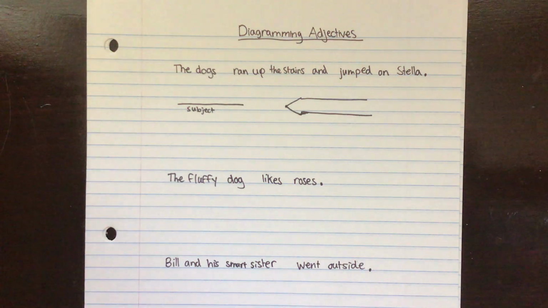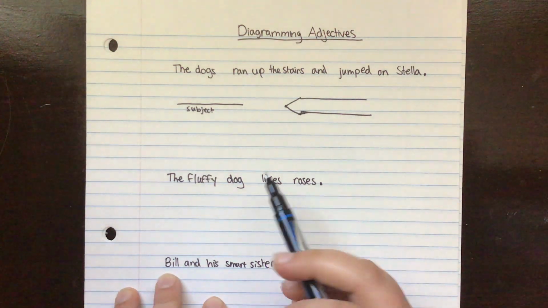Good morning, everyone. Today we are going to talk about diagramming sentences again. This is a little bit of review from about a week ago, and we are also going to add to it because now we are going to learn how to add our adjectives in. So first of all, let's just review.